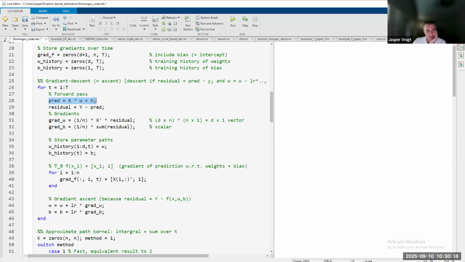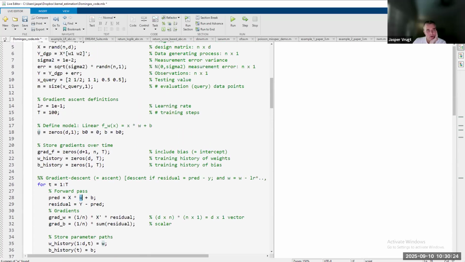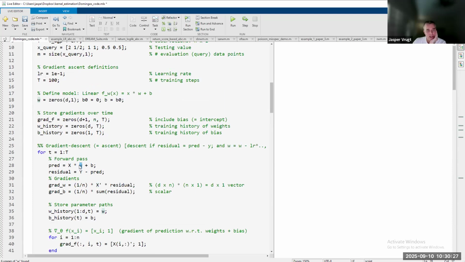So my prediction is my design matrix times my current weights. And the current weights are going to be 0 in the initial step. So at my first training step, my predictions are going to be 0, a vector of 50 by 1, because I have 50 training samples, right? So 50 values of y. So this is going to be 0.